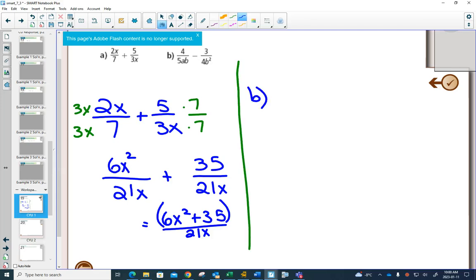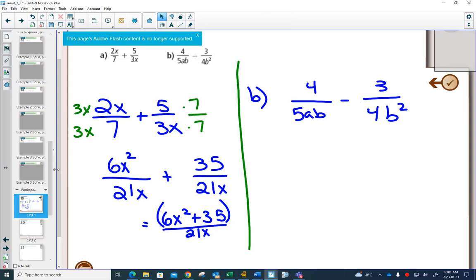For part B, I'll rewrite it here. 5 over 4ab minus 3 over 4b squared. So we can kind of think about working with the numbers first and the variables second. So with the numbers, with 5 and 4, that's like your normal adding and subtracting fractions. If I wanted them to be the same, I hope that you can see that 20 would be your common denominator, which means that this one needs to get multiplied by 4, and this one needs to get multiplied by 5. So we'd also have to multiply the top by those things as well. That will make my numbers the same.